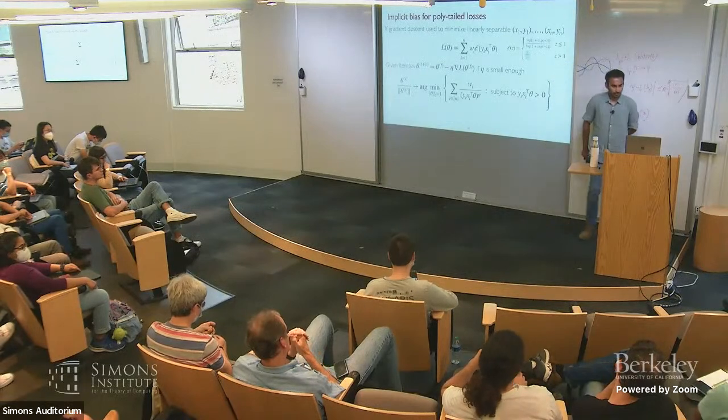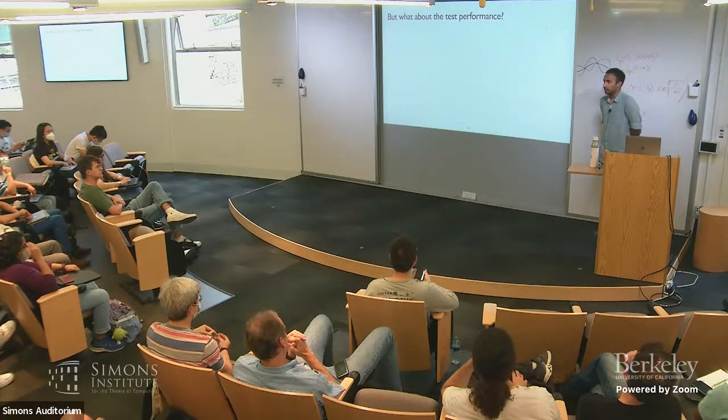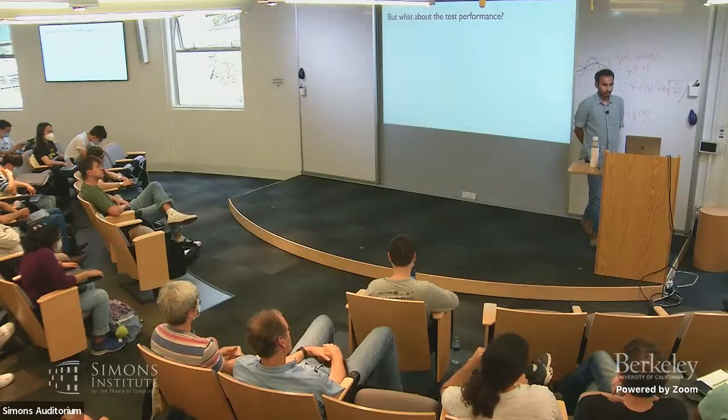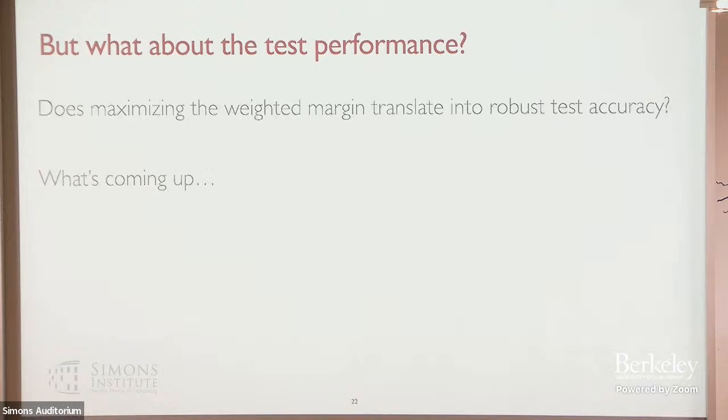Good. So we have built a loss function that at least asymptotically responds to a reweighting. But you could ask, what about the test performance? We've changed the implicit bias. We've got something that depends on the weights. How does it perform? So that's what's coming next.